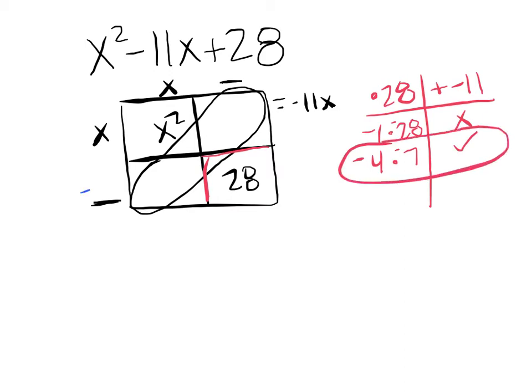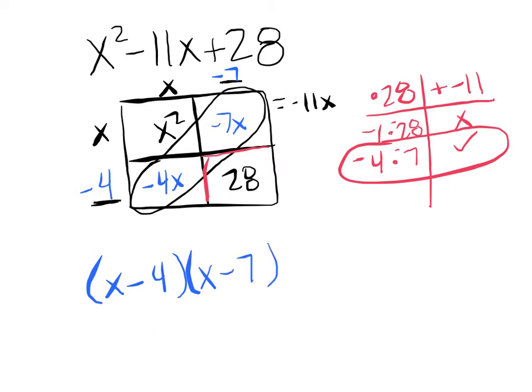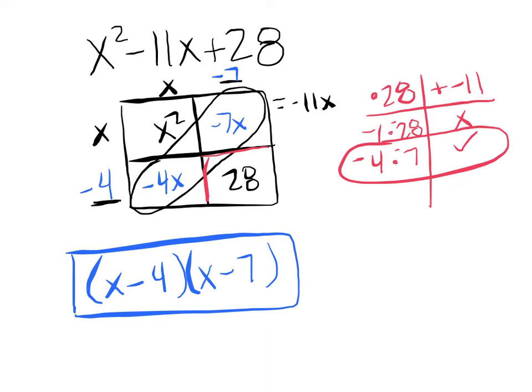That means we are going to put a negative 4 in one blank, negative 7 in the other. So that gets us negative 4x and negative 7x. So we have x minus 4 and we have x minus 7. By now, some of you have probably picked up on what we're doing. We are multiplying to be the last number, and we are adding to be the middle number. So you don't have to draw that rectangle once you get better at figuring out. Multiplying to be the last number, adding to be the middle number.